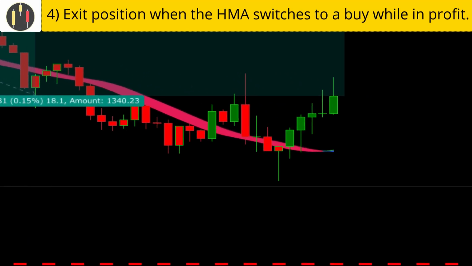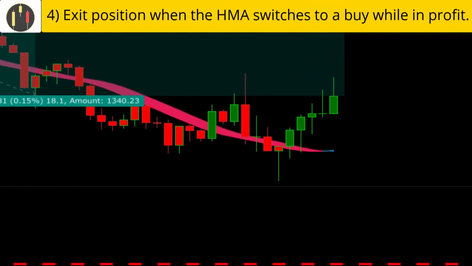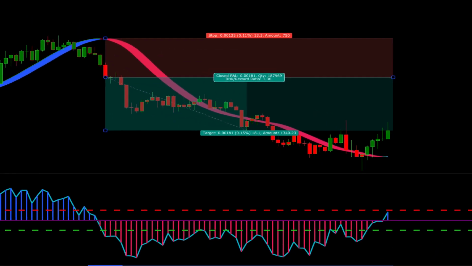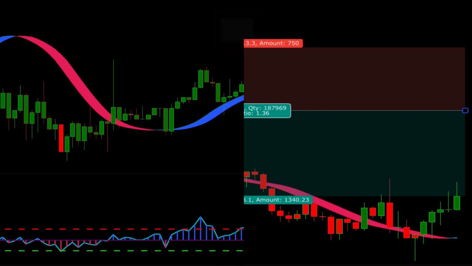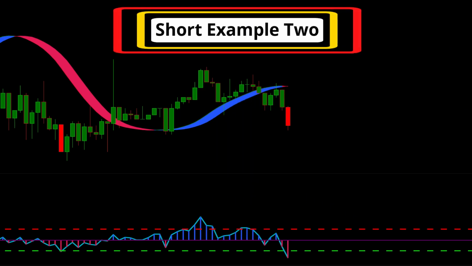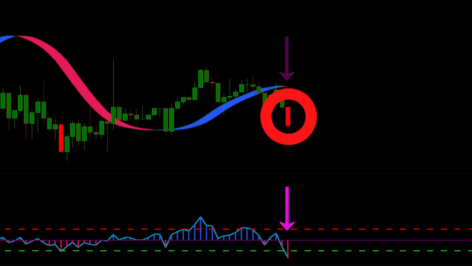Finally, we close the trade when the first candle closes while the HMA ribbon has a buy signal and the trade is in profit. And this one winds up with a 1.36 risk to reward ratio. I'm going to show you one more quick short example. The HMA Suite changes from blue to red. The RSI histogram is under the 10 line.